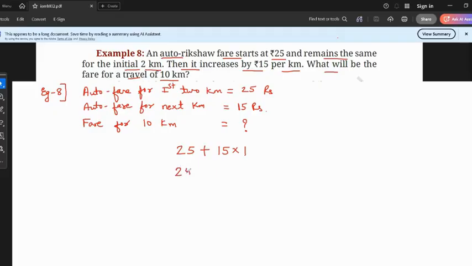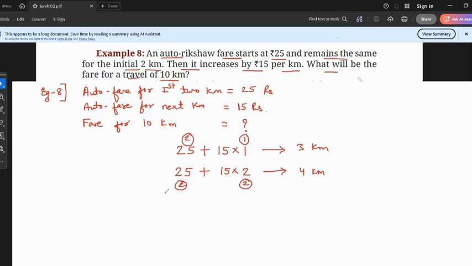Suppose you are traveling, 25 rupees is to be paid for first 2 kilometer, and then 15 to be paid for suppose next kilometer. This is a fare for 3 kilometer. This is 2 kilometer, 25 rupees, and this 1 kilometer extra 15 rupees. So 2 plus 1, 3 kilometer. Here first 2 kilometer, 25, and then next 2 kilometer you have to pay 15. So 2 plus 2, this is the answer for 4 kilometer.